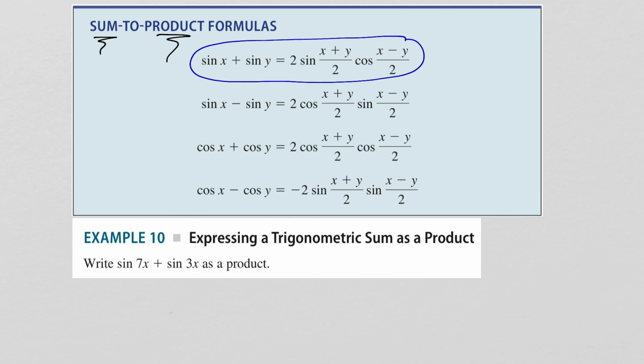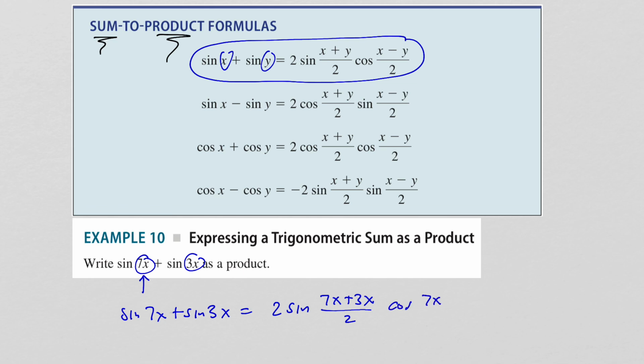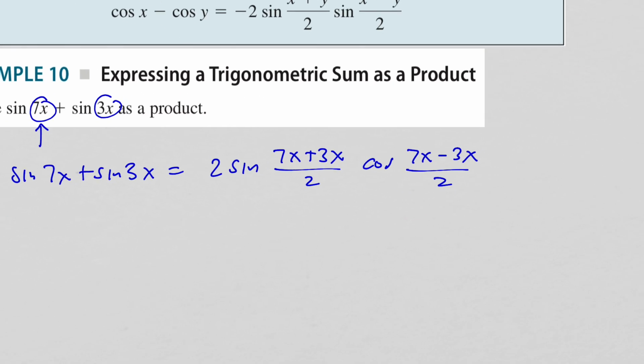Sine of x plus sine of y. In this case, x is actually 7x, right? And y is actually 3x. So we're going to use this formula, but this will be 7x and this will be 3x. And so the sine of 7x plus the sine of 3x is equal to 2 times the sine of 7x plus 3x divided by 2 times the cosine of 7x minus 3x divided by 2. And then we'll just simplify.